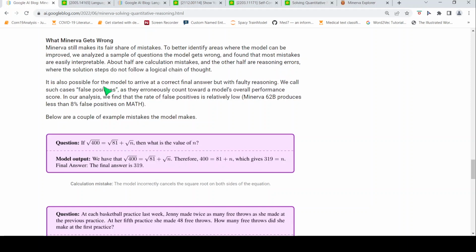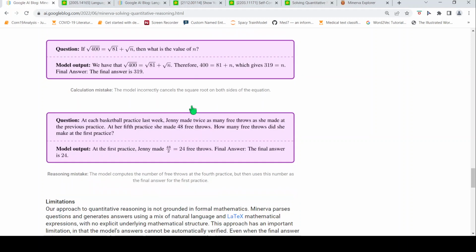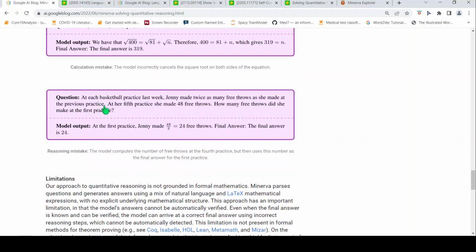So this model makes some mistakes where it does calculation errors. Some are reasoning errors, right? For example, over here, there is this question which talks about, at each basketball practice last week, Jenny made twice as many free throws as she made at the previous practice. At her fifth practice, she made 48 free throws. How many free throws did she start with?